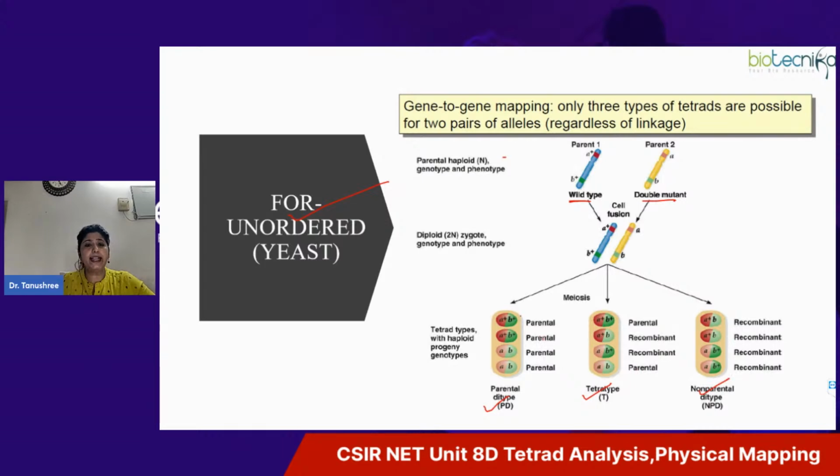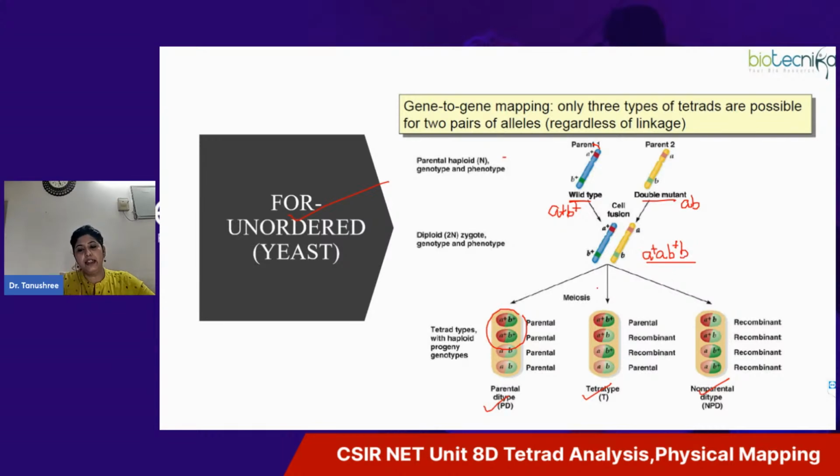Parental ditype is like if you see here A plus B plus, right? So this is the genotype of this parent, A plus B plus, and this parent has genotype AB, right? So obviously when these are crossed, you will get a double heterozygous condition, right?